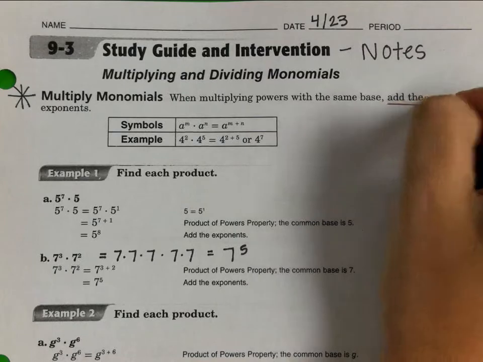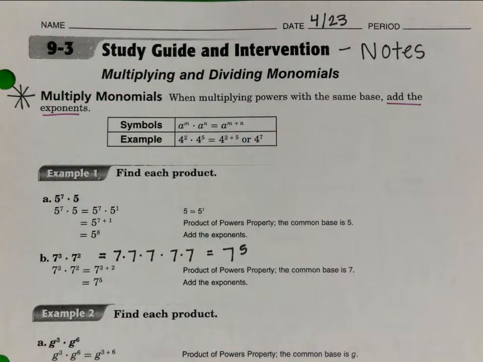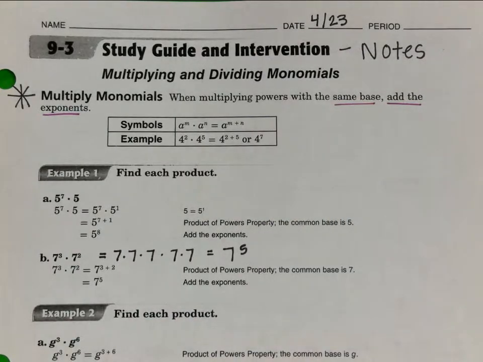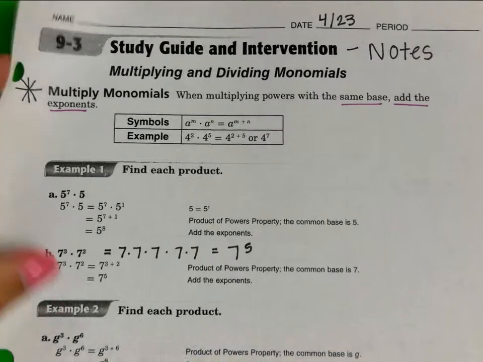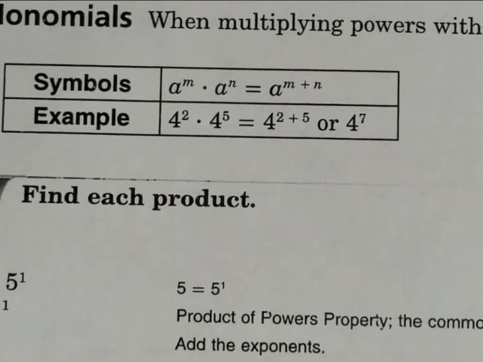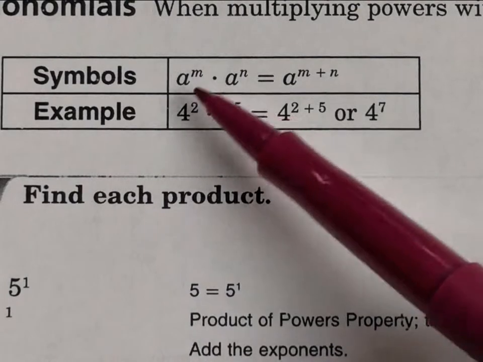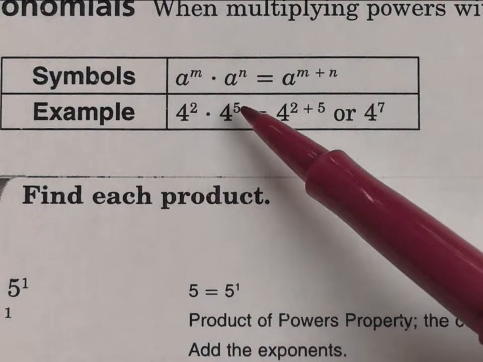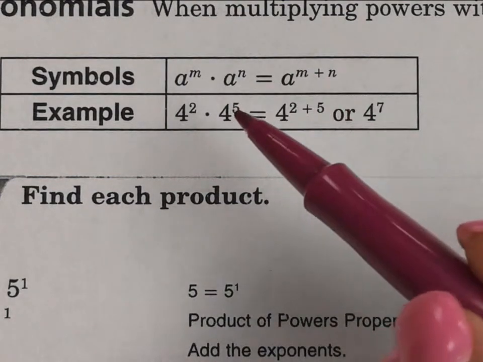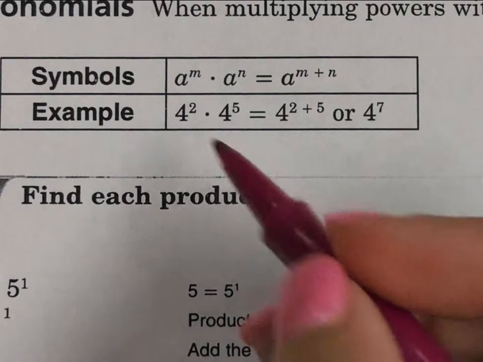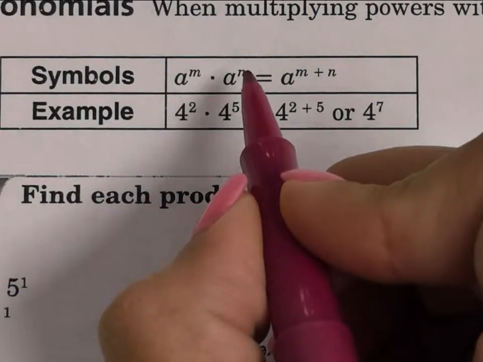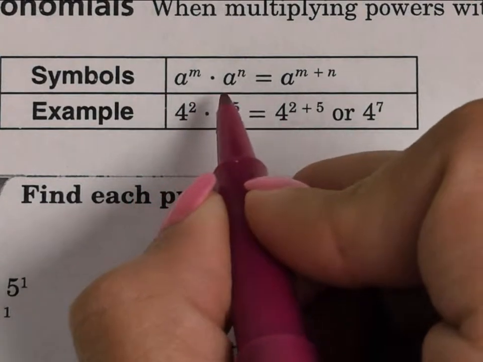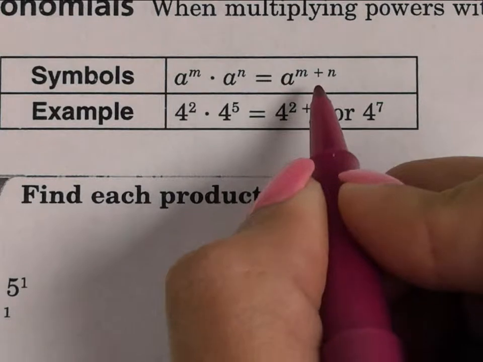So, when we have powers with the same base, we are adding the exponents. They have to have the same base or you cannot add the exponents, okay? If you look at this box right here, it gives you an example of what we're talking about. If I have a to the m times a to the n, what term is my base? A. My a is the base because the m and the n are what? Exponents. Okay, so since they have the same base, that means I can add those exponents.